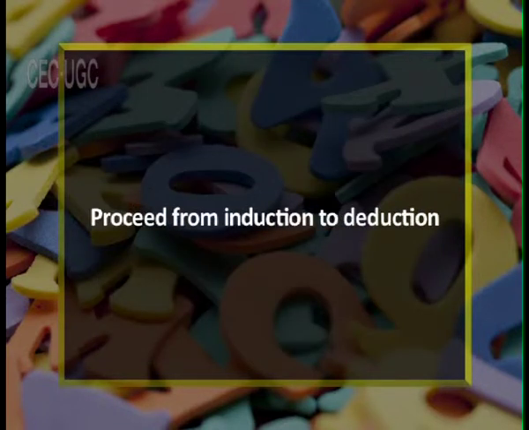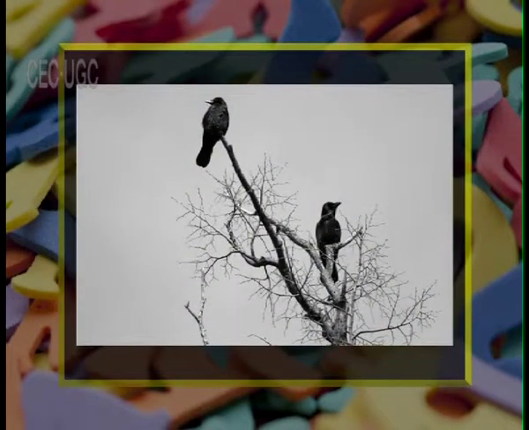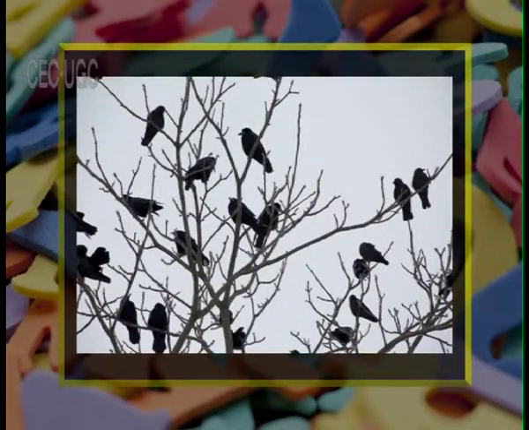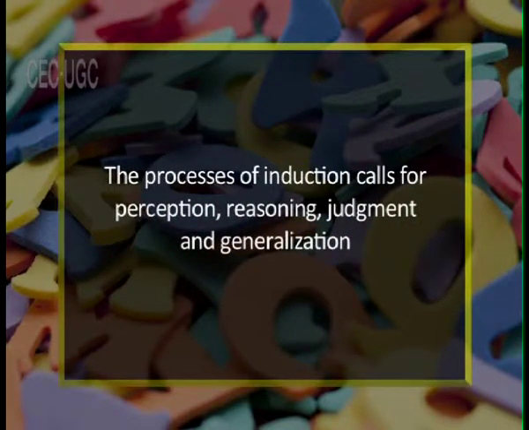Proceed from induction to deduction. Induction means drawing a conclusion from a set of examples. For example, we find that a crow is black, another crow is black, still another crow is also black. We then come to the conclusion that all crows are black. The process of induction calls for perception, reasoning, judgment and generalization.